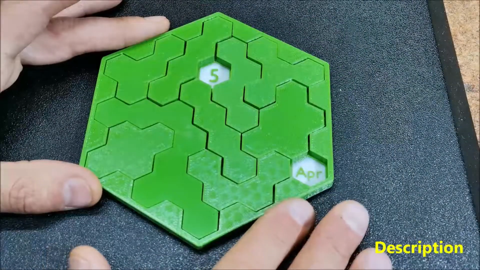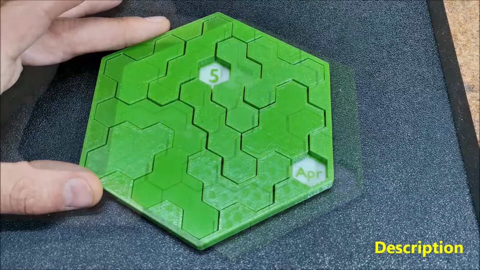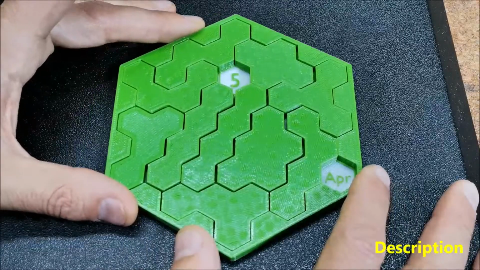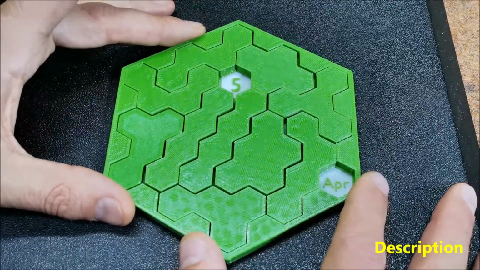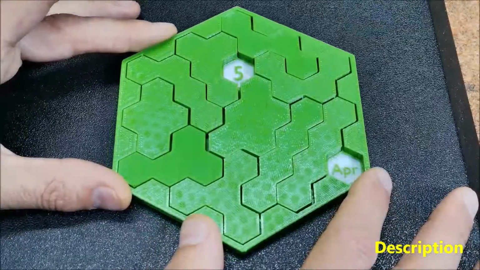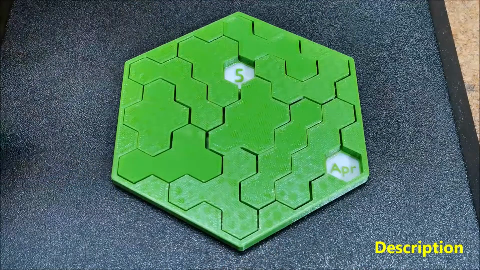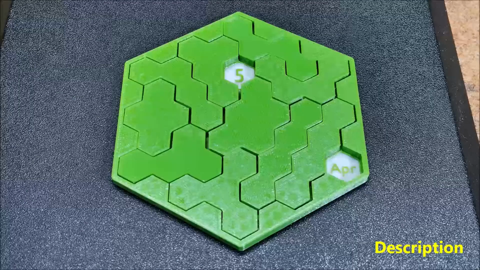Here are some possible solutions for a specific date, for example April 5th. This is second solution. Next, third solution. Etc.